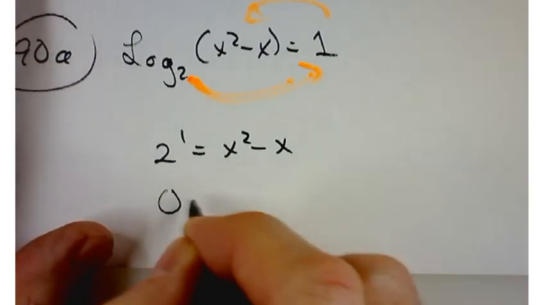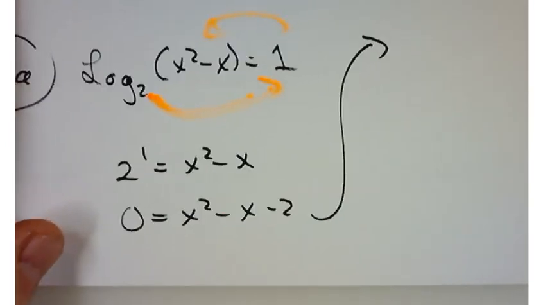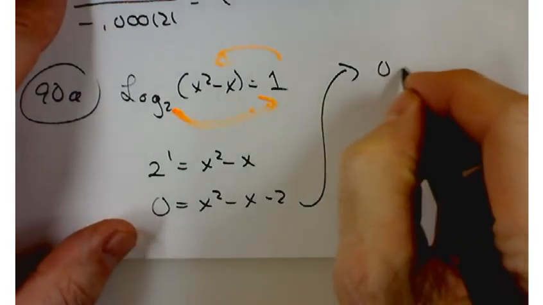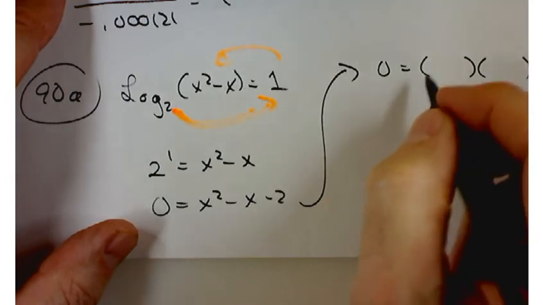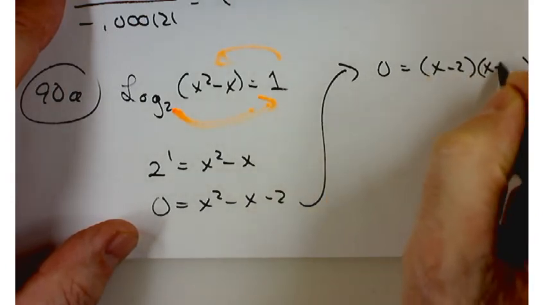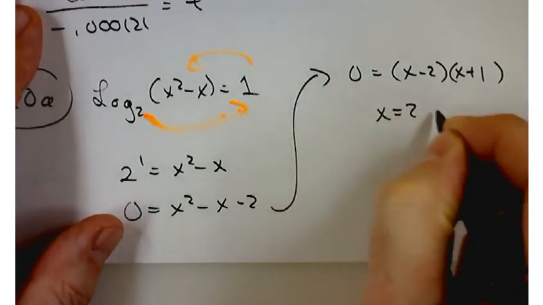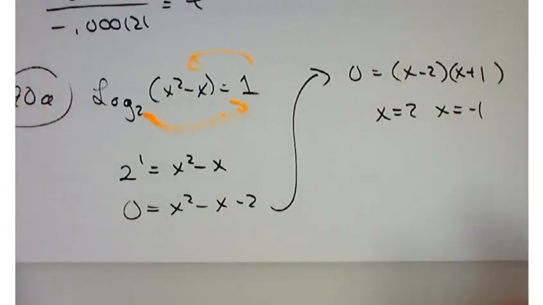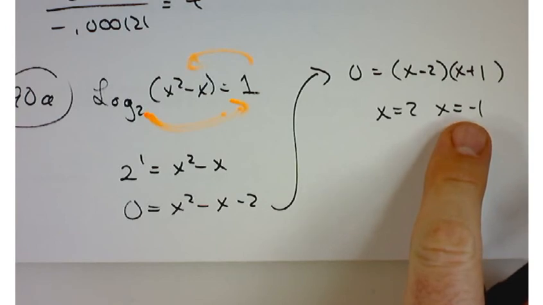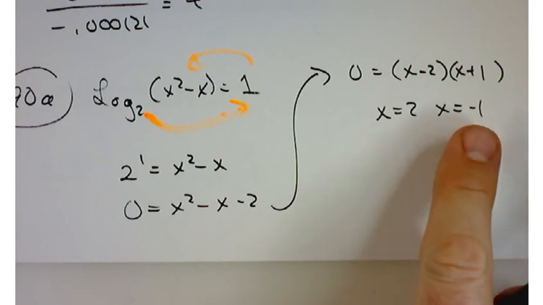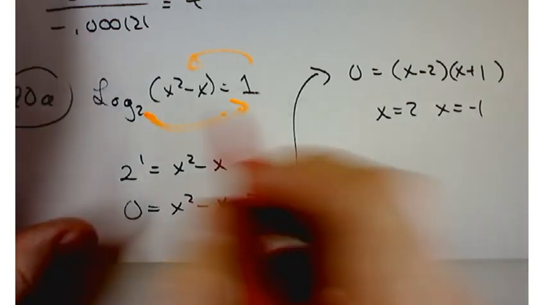Move the 2 to the other side. 0 equals x squared minus x minus 2. That should factor. Who can factor that for me? X minus 2, x plus 1. Good. All right, x equals 2 and x equals negative 1. Got to check them. Should I throw out negative 1? Not necessarily. If you check it, let's check both of them. Let's check 2 to start with.